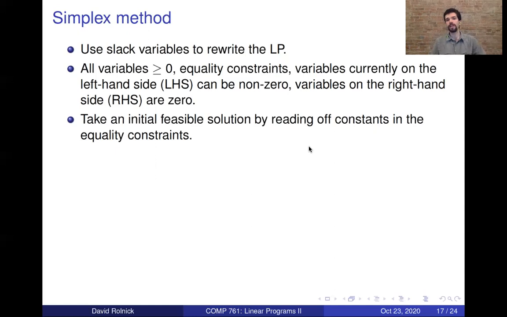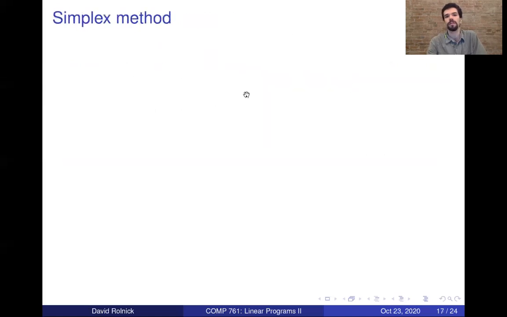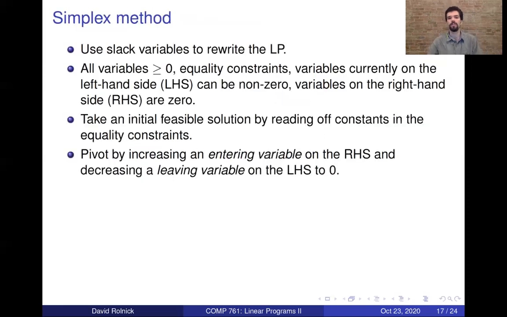Take an initial feasible solution just by reading off the constants and the equality constraints. Like here we were reading off 2, 8. We pivot by increasing an entering variable on the right-hand side and decreasing a leaving variable on the left-hand side to 0.